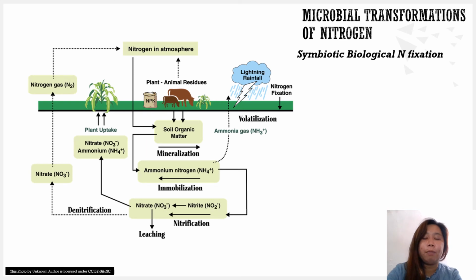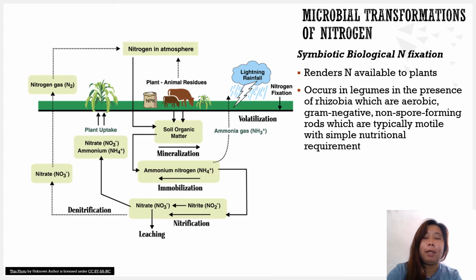We also have what we call symbiotic biological nitrogen fixation. So this process renders nitrogen available to plants. It occurs commonly in legumes in the presence of rhizobia. Rhizobia is a nitrogen-fixing bacteria which are aerobic, gram-negative, non-spore-forming, and typically motile with simple nutritional requirement.